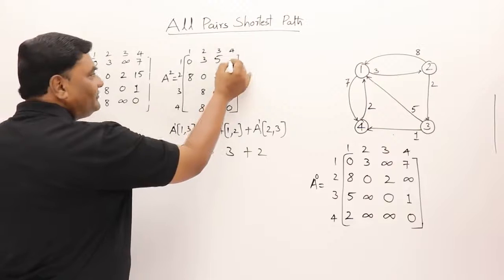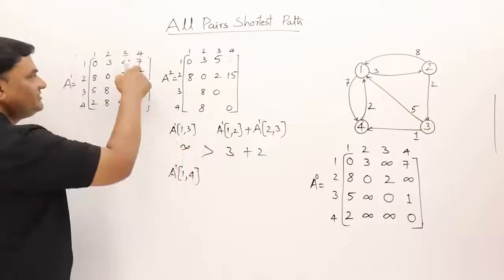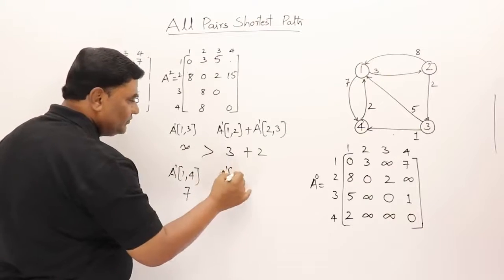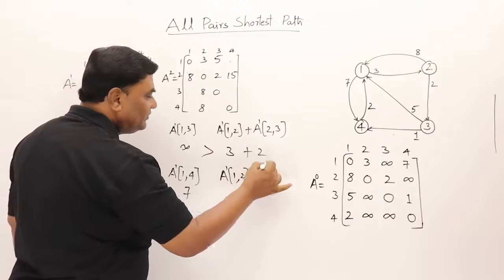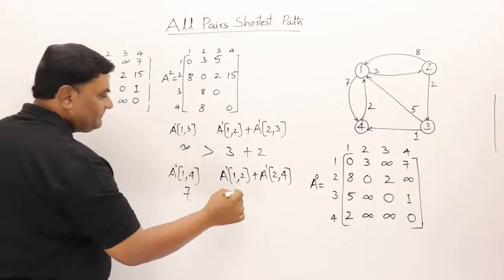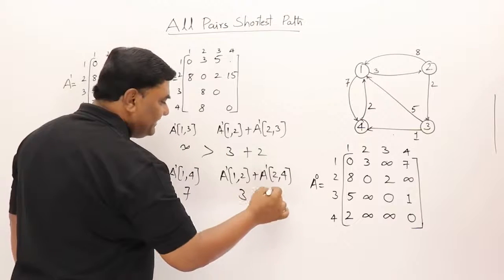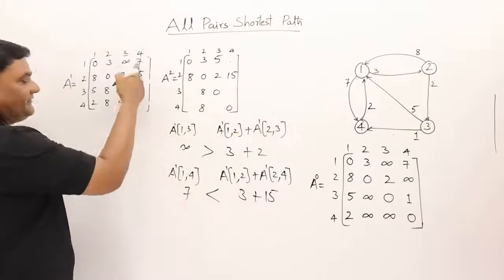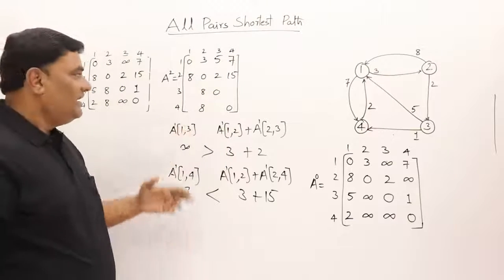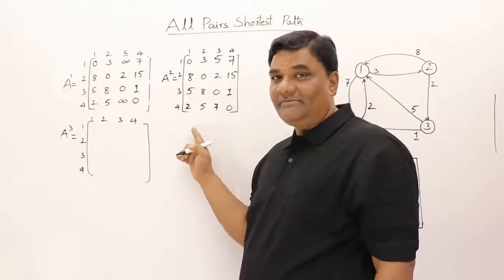So that's it. Now I should get this value 1 to 4. So A1 of 1, comma 4 is how much here? 7. Then in between I should introduce vertex 2. So 1 to 2 plus A1 of 2 to 4. So 1 to 2 is how much? 3 plus 2 to 4 is how much? 15. So this is 18, but this 7 which is already there is better. So take this 7. Now in the same way, I should fill up all these values. Already I have prepared this with vertex 2 as an intermediate vertex.